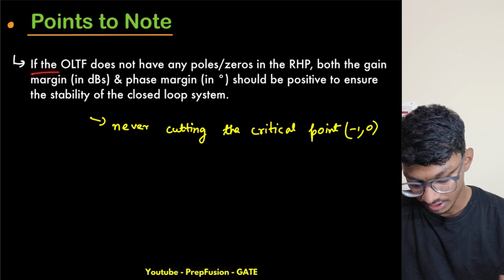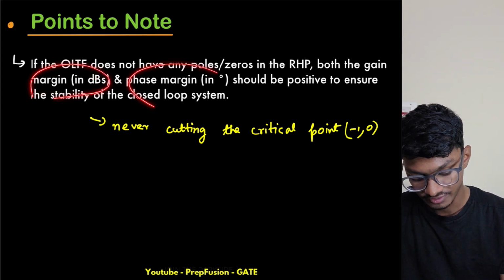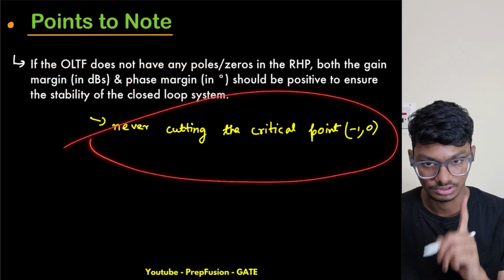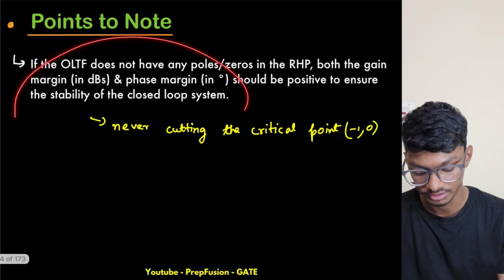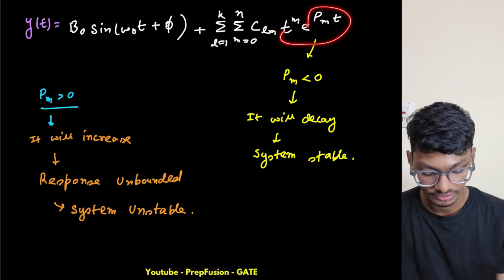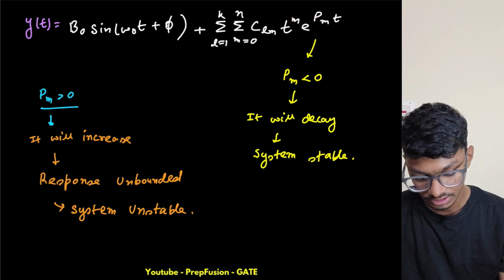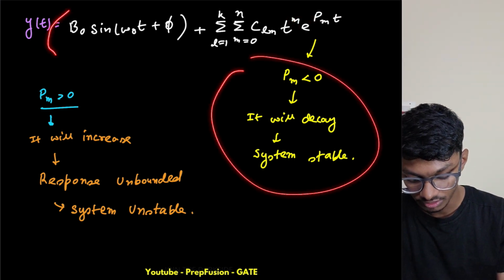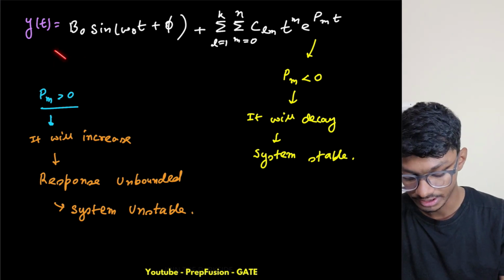If the OLTF does not have any poles or zeros in the right half plane, and if my gain margin and phase margin are both positive, then the system will be stable. How? We'll understand; I'm not going into this point any deeper. But if my poles lie on the left hand side, then obviously this will decay, and I will be left with only the sinusoidal response. I'm giving a sinusoid input and I'm getting a sinusoid response.